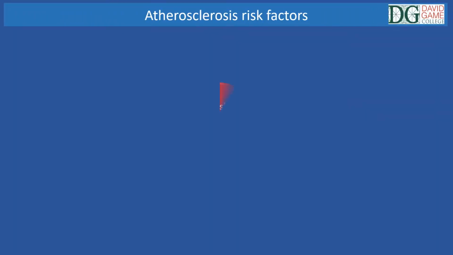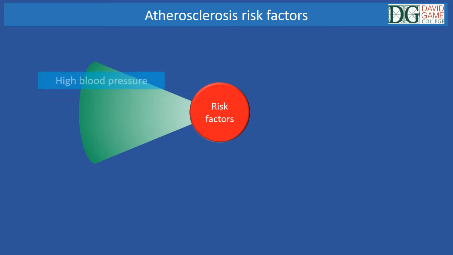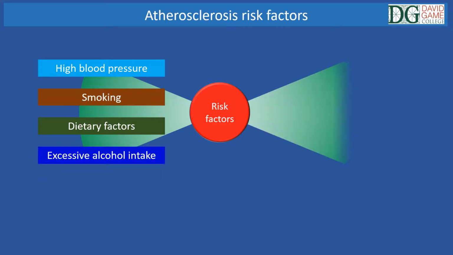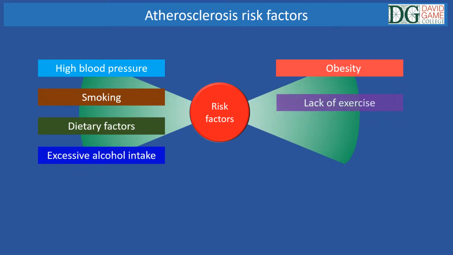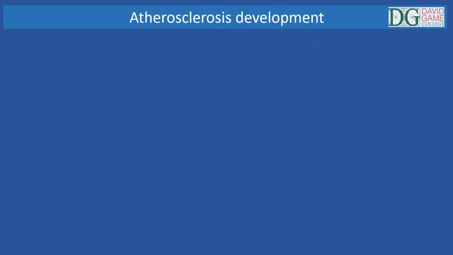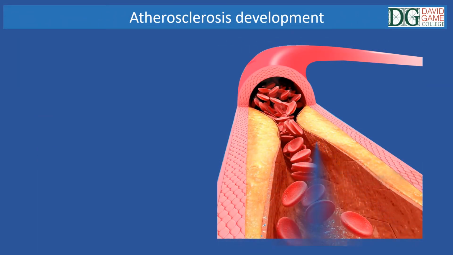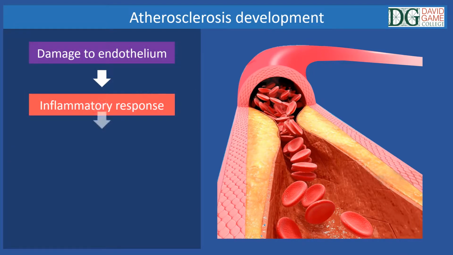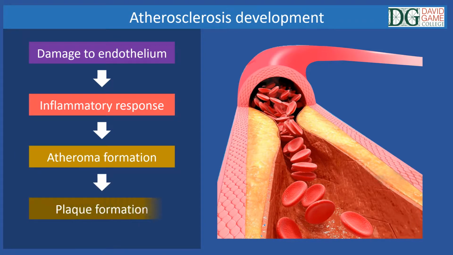The risk factors of atherosclerosis include hypertension, that is high blood pressure, smoking, dietary factors such as the amount of cholesterol, saturated fat and sugar, excessive alcohol intake, obesity, lack of exercise, genetics and age, and gender, and in the male is more common. There are 4 stages to the development of atherosclerosis, and these include damage to the endothelium, inflammatory response, atheroma formation, and plaque formation. Let's see these stages in more details.